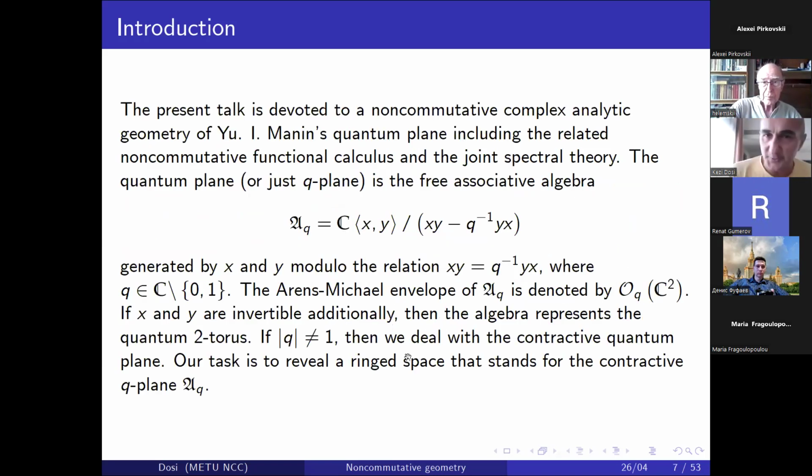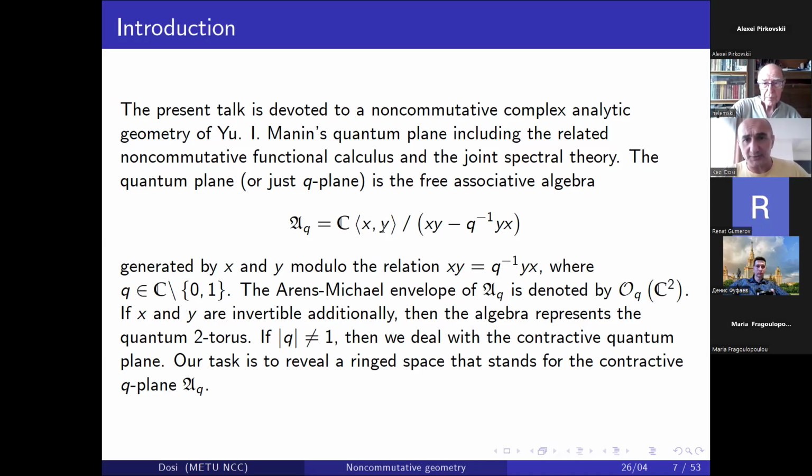So what are we going to do in the present talk? I wish to explain the non-commutative complex analytic geometry of Manin's quantum plane. We know what that is: the quotient of the free algebra in two variables x and y modulo the relation xy = q^{-1}yx, where q is a complex number apart from 0 and 1. This is our non-commutative algebra, and we wish to understand what kind of geometry stands behind it within non-commutative complex analytic geometry.